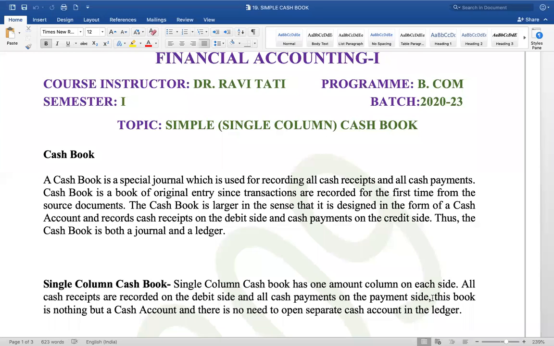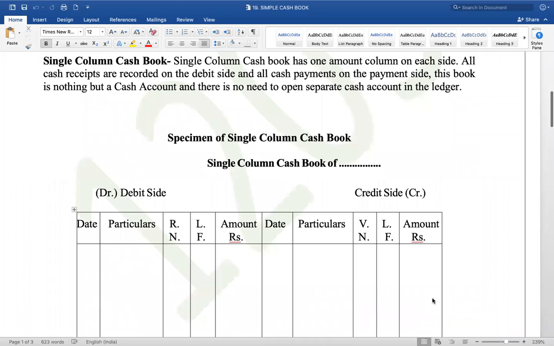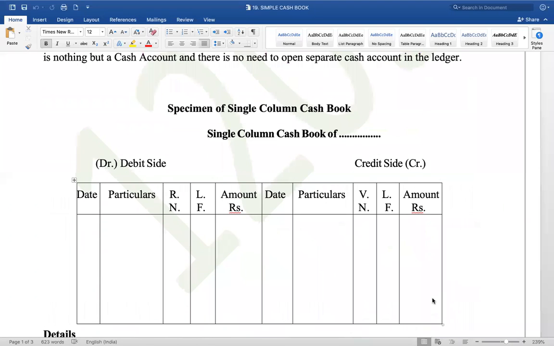Okay, all cash receipts are recorded on the debit side as discussed, and the payments on the credit side. Okay, and the format is simple. On the left side, left side means debit side, you will see date, particulars, receipt number, ledger folio number, and amount. And on the credit side, you will find an equal number of columns. The first being date, second particulars, third voucher number, and fourth ledger folio, and lastly amount column.